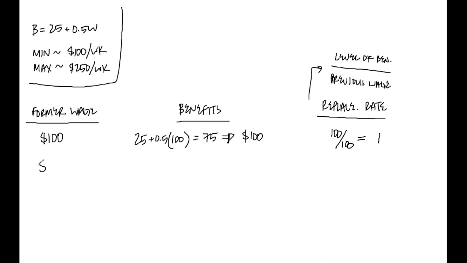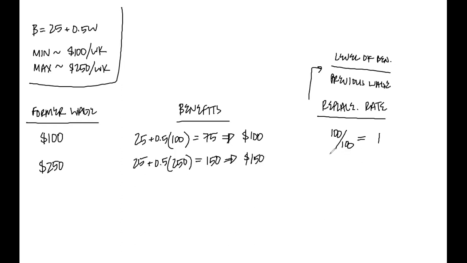So then moving on to the next person, they had a former weekly wage of $250. We do the same exact thing. 25 plus 0.5 times 250 to find their benefits, which in this case is going to be 150. Because half of 250 is 125, added to 25 gives us 150. None of that needs to be changed in any way to meet these requirements. That stays at 150.